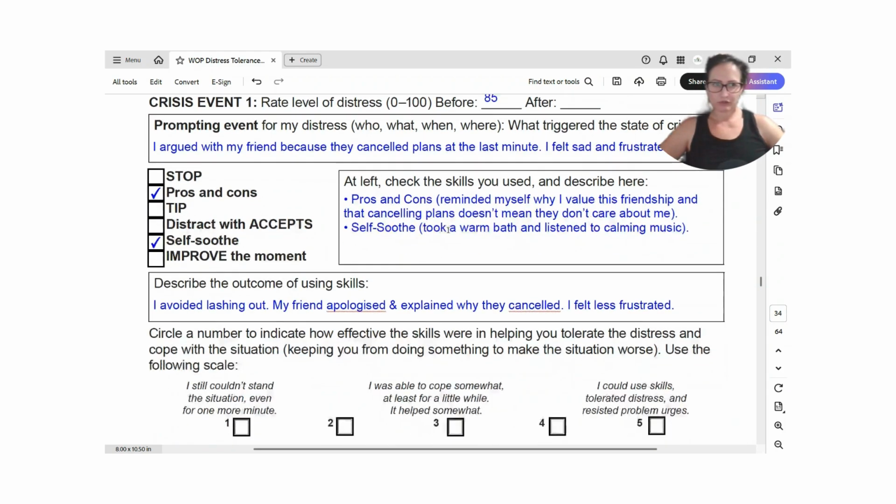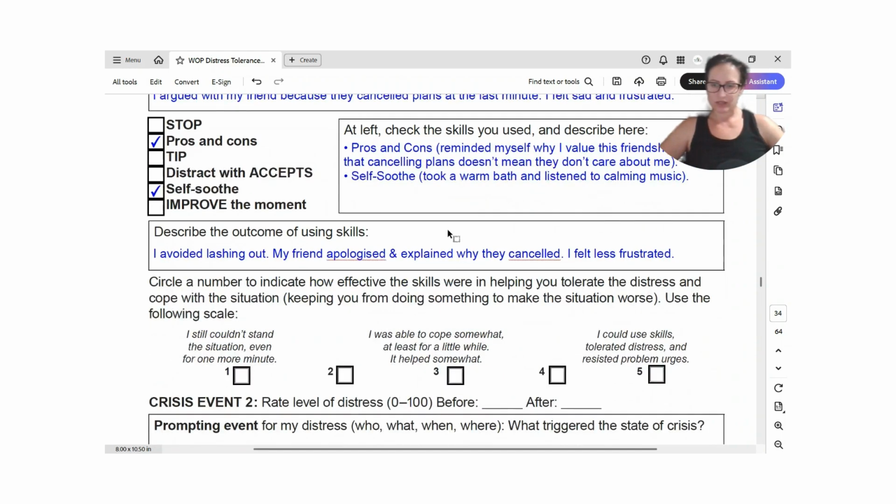Next, we want to rate the effectiveness of the skill. So we want to select from 1 to 5 how effective the skills were in helping tolerate distress and coping with the situation. And by that, it means helps you to not do something to make the situation worse. And we're looking at a scale from 1 to 5, where 1 is I still couldn't stand the situation even for 1 more minute, and a 5 is I could use skills, tolerated distress, and resisted problem urges. So I'm going to mark a 4 there.